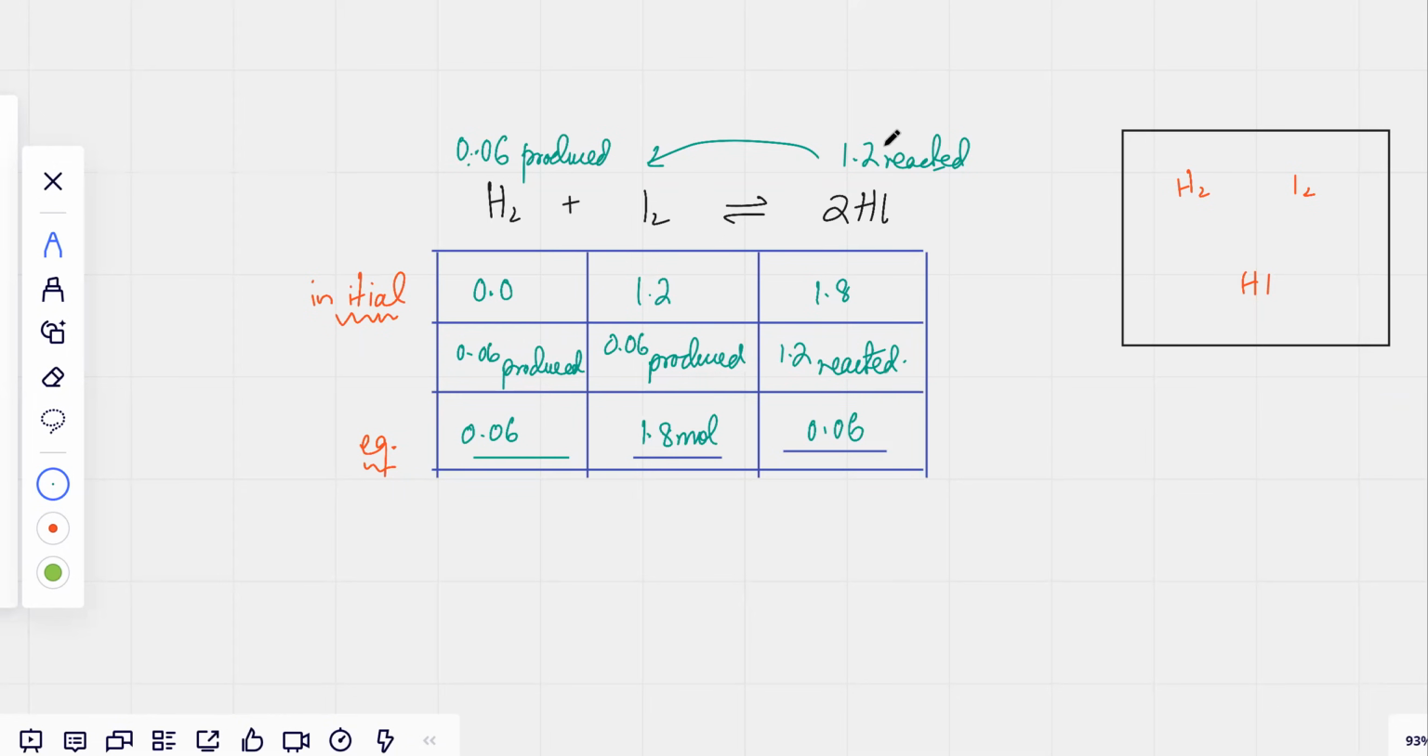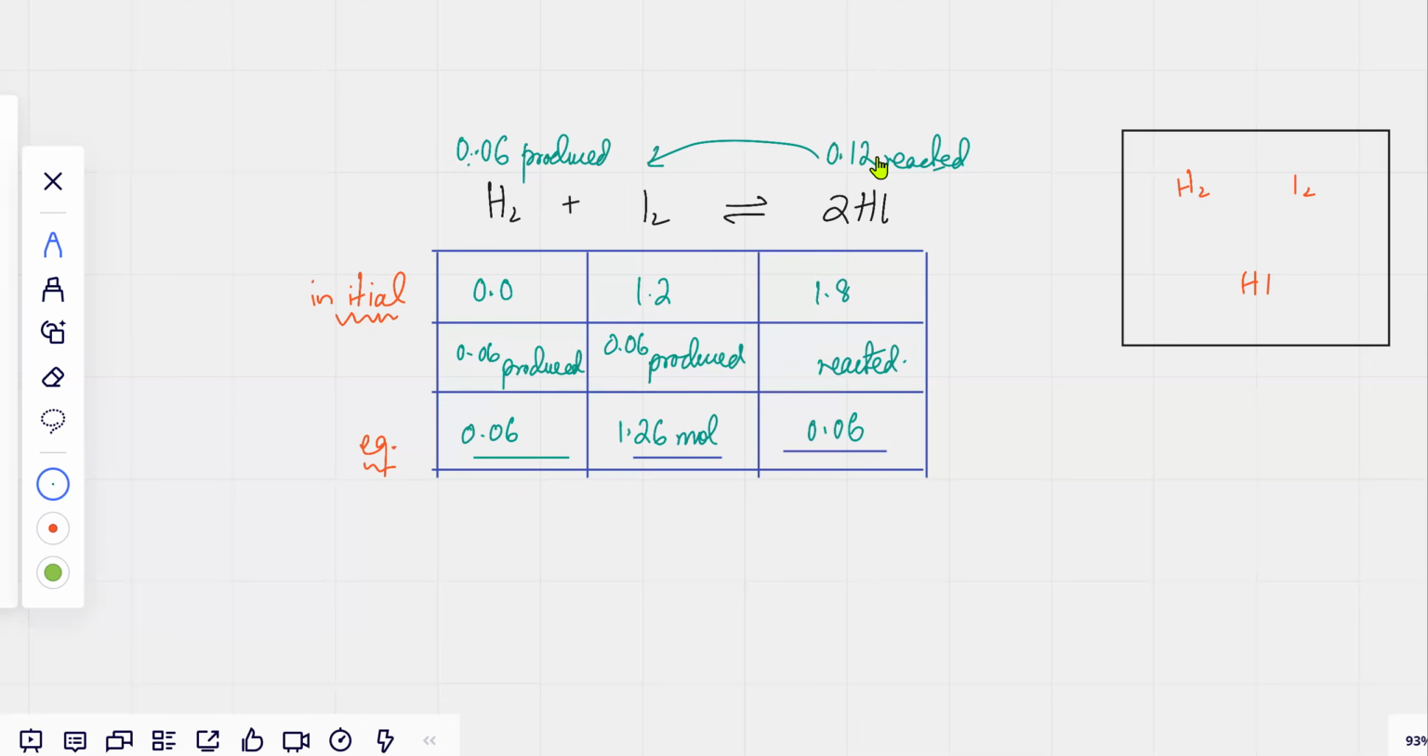Sir, isn't I2 supposed to be 1.26 produced, not 1.8? Sorry, you're right. TK, you're right. 1.26. I added incorrectly. So that one is 1.26. Did I make any other mistake? I made this mistake as well. 0.06 produced, double, it's going to be 0.12 over here. So this one should be 0.12 that's going to react.